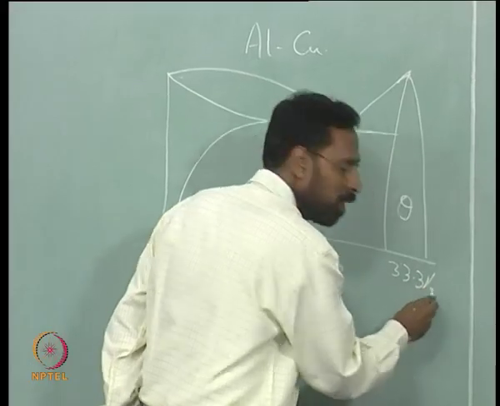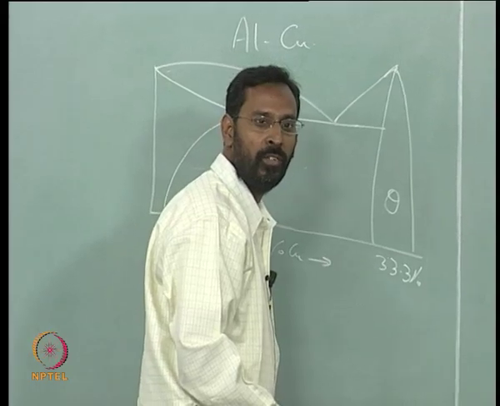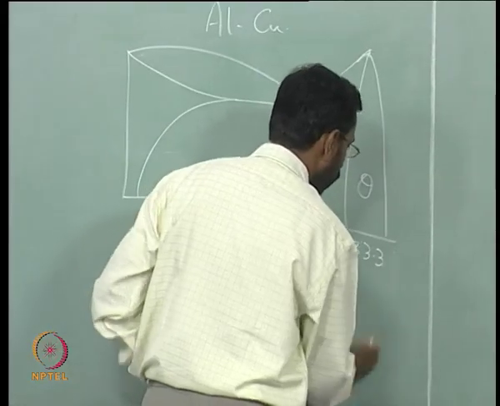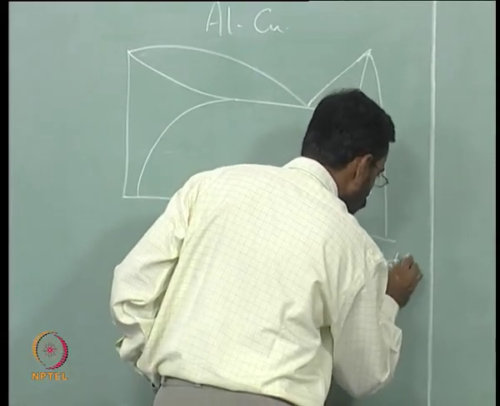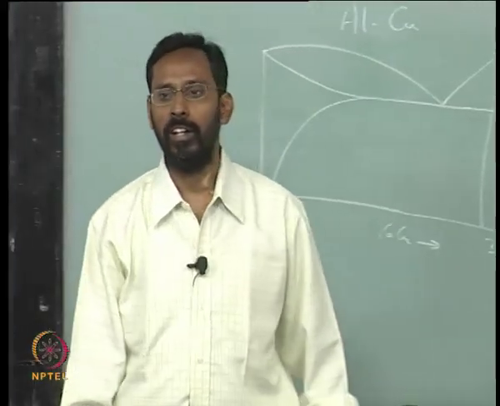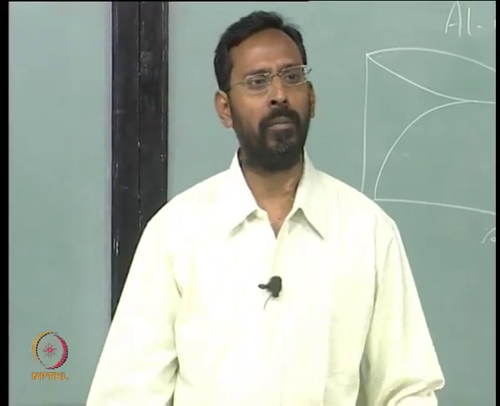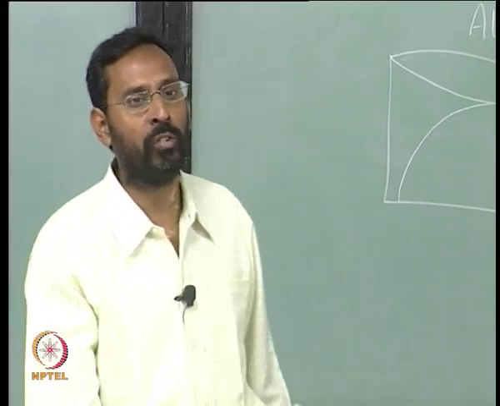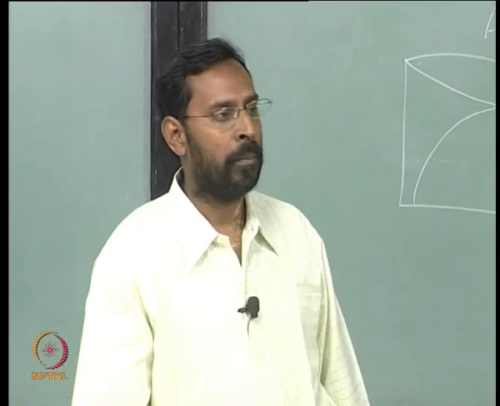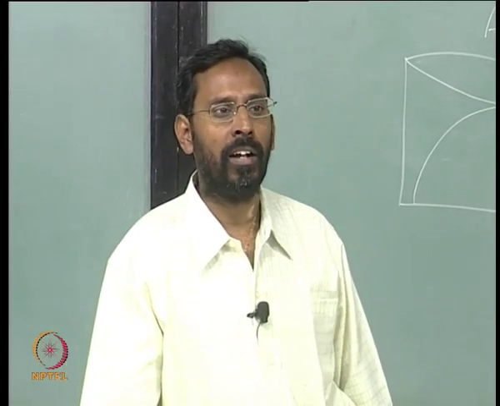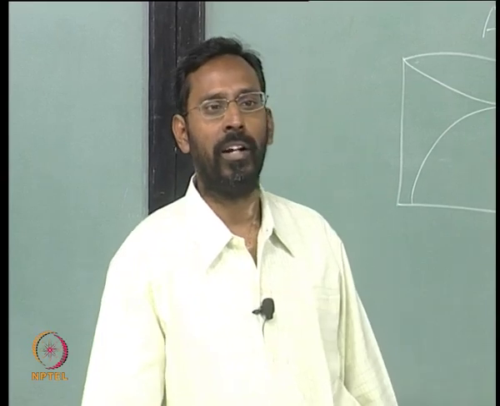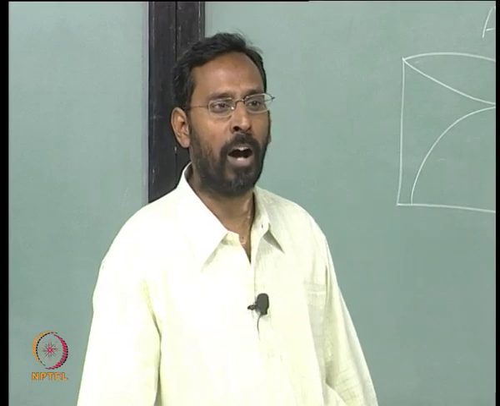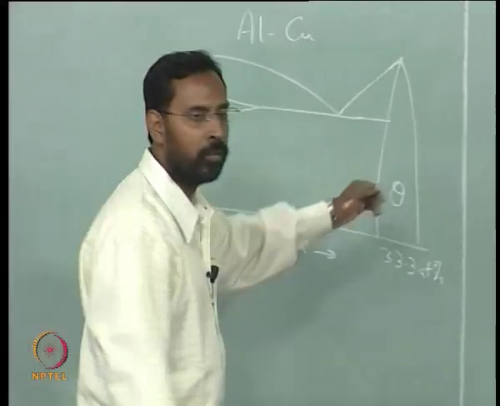33.3% what? Is it weight percent? It is atomic percent, correct. So this is atomic percent or mole percent, whatever you want to call it, because Al2Cu has one atom of copper and two atoms of aluminum. If you convert it into weight percent, it actually comes close to about 50%, because the atomic weight of copper is almost more than double that of aluminum. Aluminum is 27, and 63.5 is copper. So if you consider that, it comes out to be much higher.